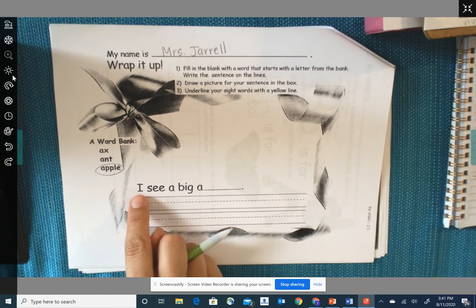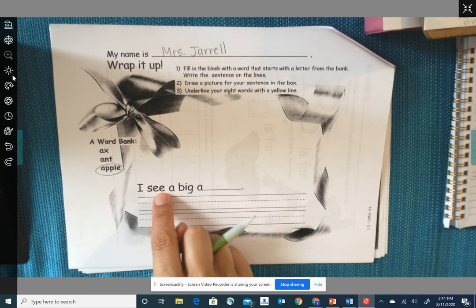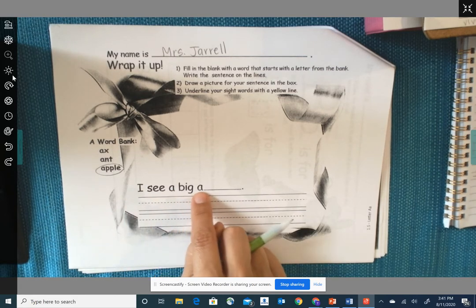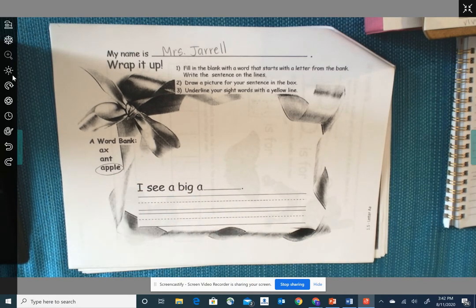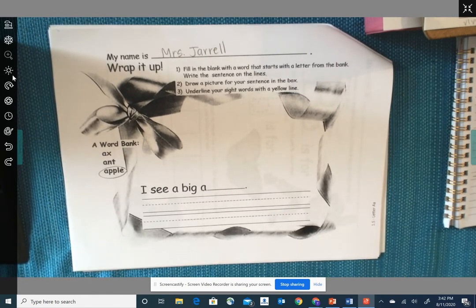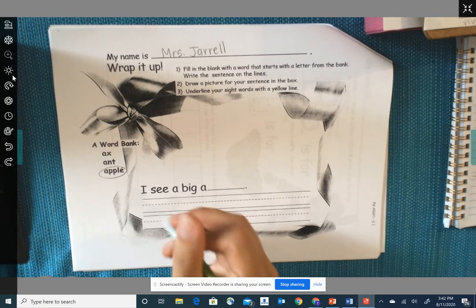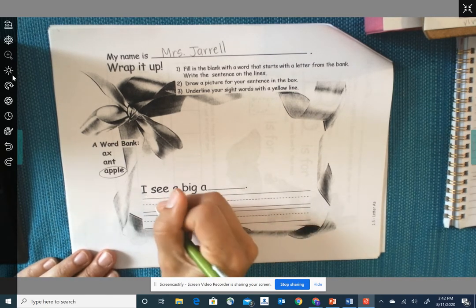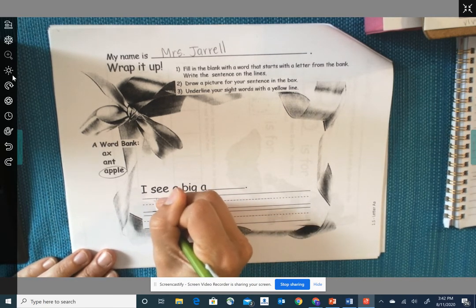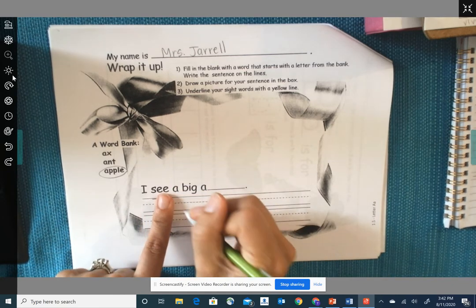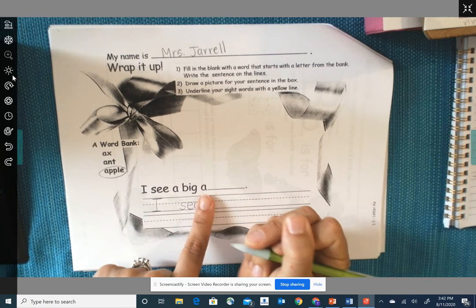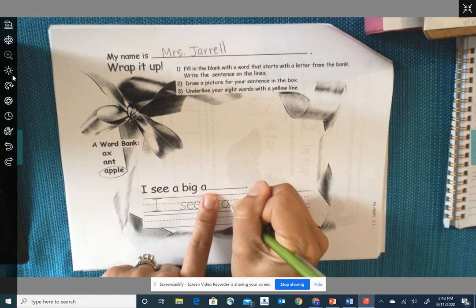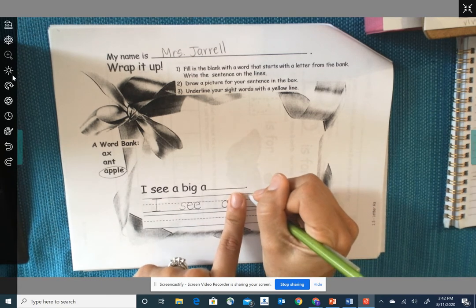Now look at our sight words. I see a big, and then this is where we're going to use our word apple because it begins with our letter of the week sound. Now remember, I said whenever we write our sentences, we always start with an uppercase letter, and this is an uppercase I. I, finger space, C. Finger space, A. Finger space, big.